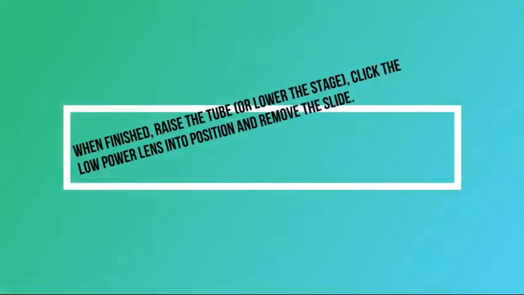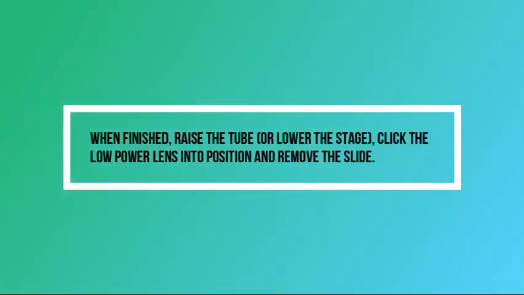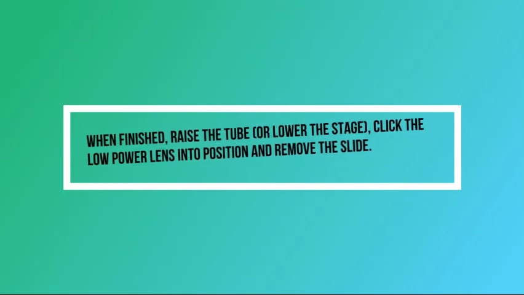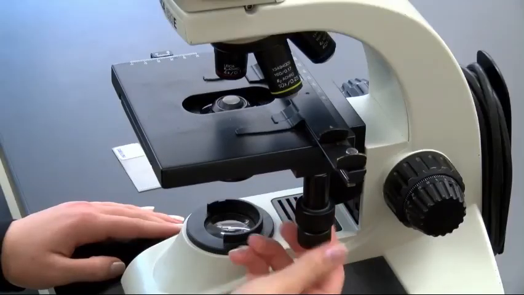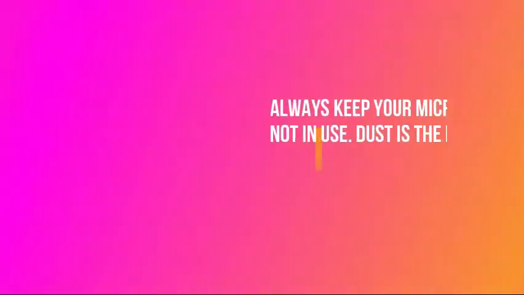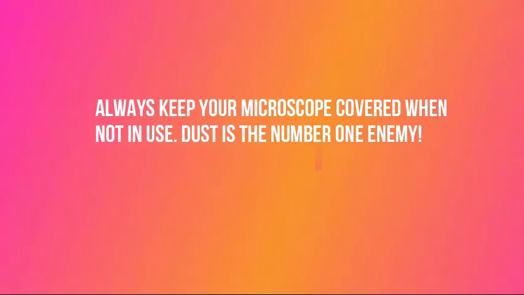When finished, lift the tube and lower the stage, click the lower power lens into position, and remove the slide. Lastly, always keep your microscope covered when not in use. Dust is the number one enemy.